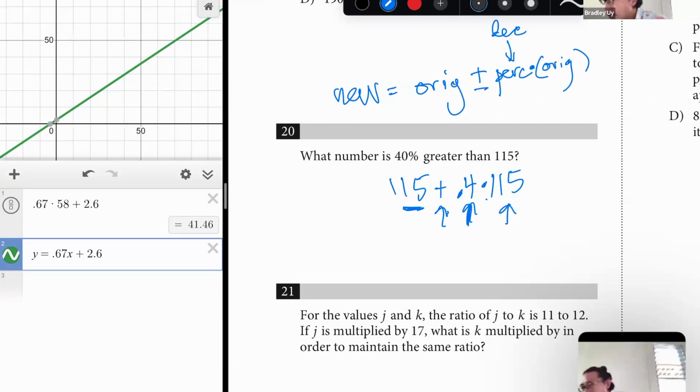Okay. So this portion of the problem represents 40% of 115, and I want to know what percent is 40% greater than, with 115 as your starting point.